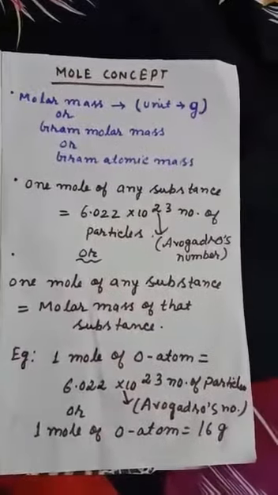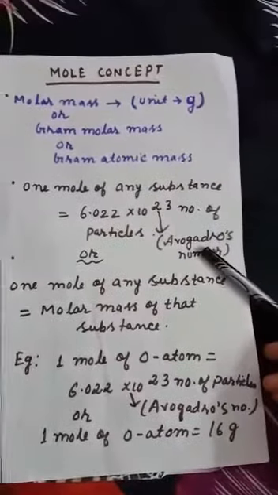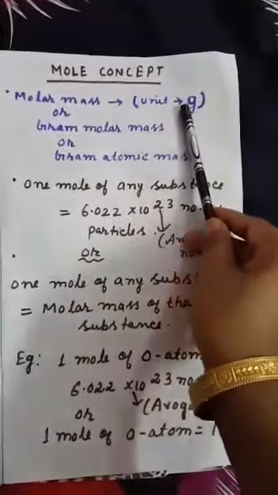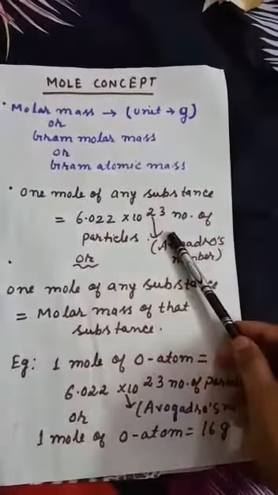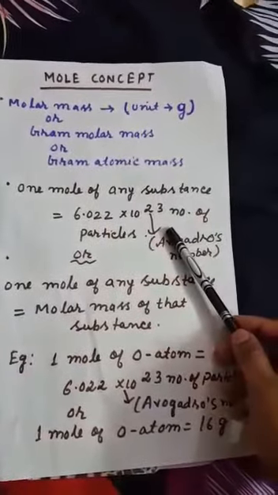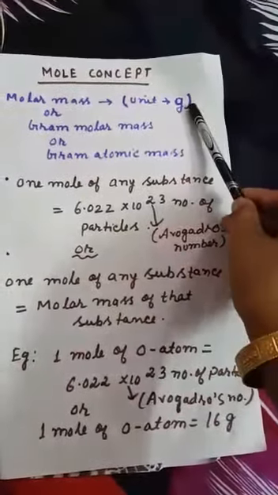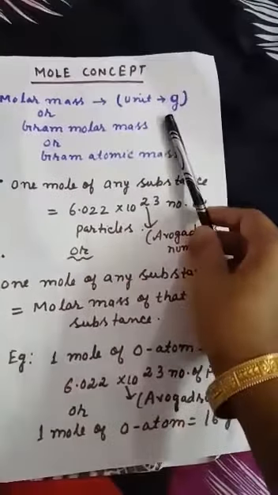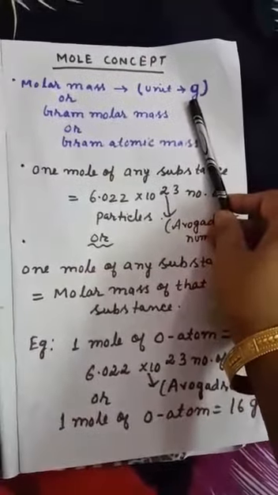Hello everyone, the last topic of the chapter is mole concept. As I told you beforehand, in case of molar mass or gram molar mass or gram atomic mass, the unit will be G. That means you will calculate the mass in a similar way. The mass will be the same but the unit will be different. In place of U, unified mass, the unit will be gram. Am I clear to you? So it will be gram, not U.